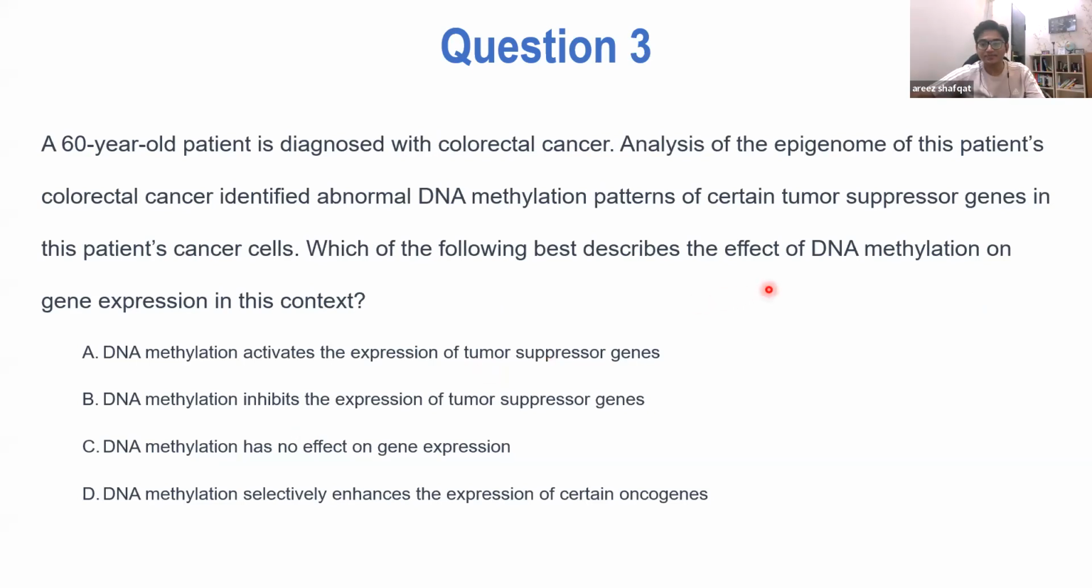This is the last question. A 60-year-old patient is diagnosed with colorectal cancer. Analysis of the epigenome of this patient's colorectal cancer identified abnormal DNA methylation patterns of certain tumor suppressor genes in this patient's cancer cells. Which of the following best describes the effect of DNA methylation on gene expression in this context? Okay?